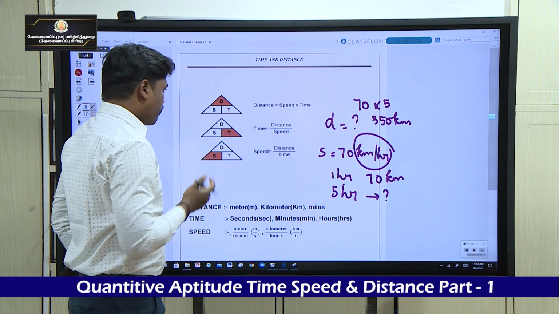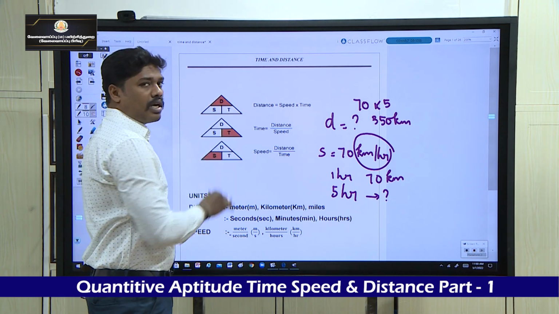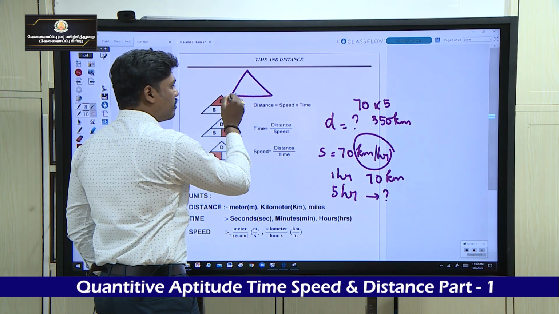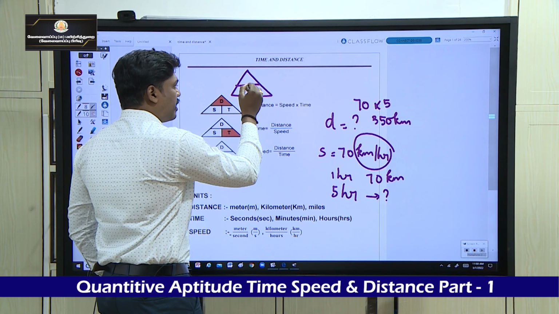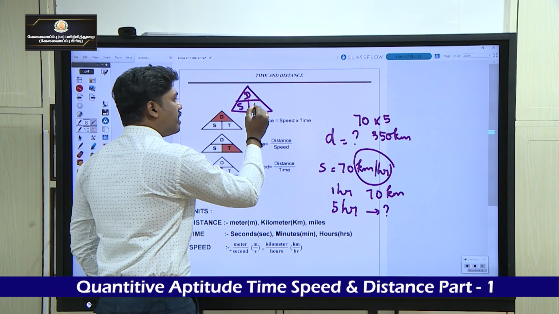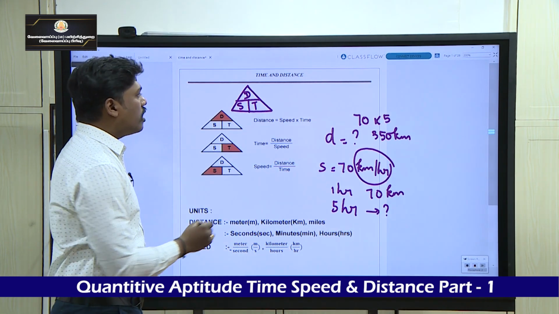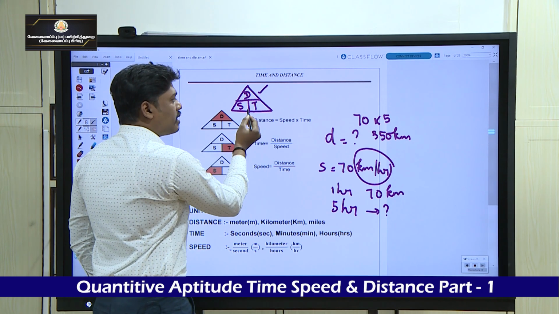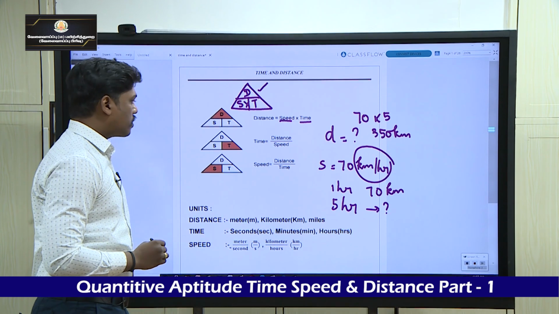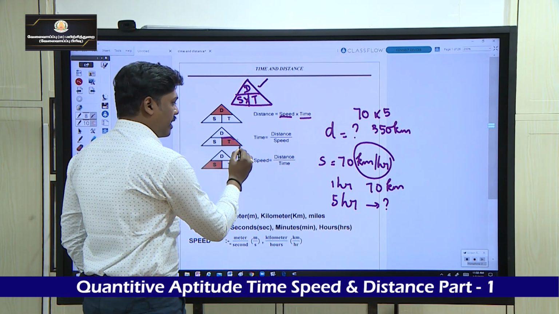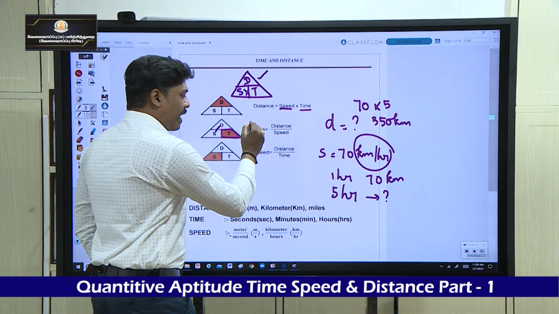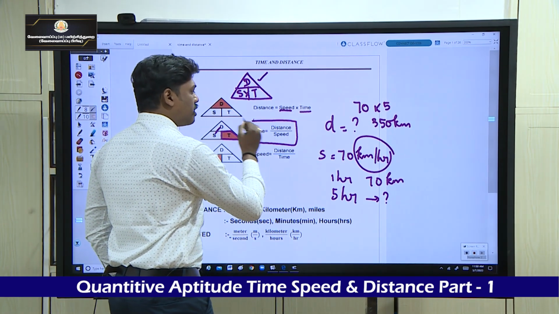Look at here, a simple way to understand the formula. Just draw a triangle and divide it into 3 parts. This is distance, this is speed and this is time. If we want distance, you can just multiply S and T, speed into time. If you want time, look at here, distance by speed. So time is equal to distance by speed.